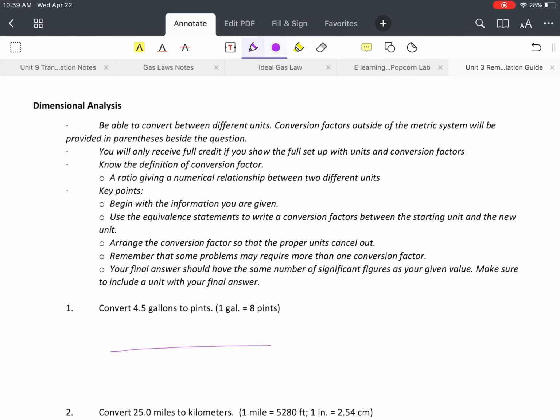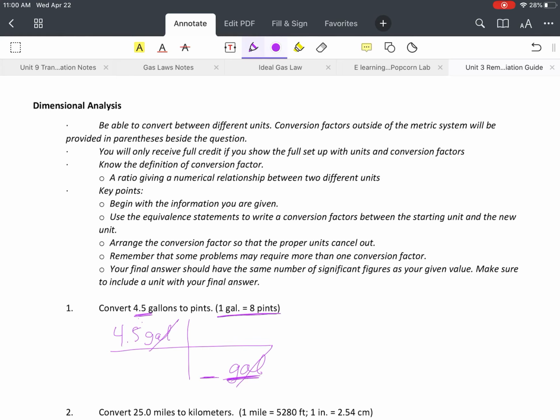All right, dimensional analysis. So let's look at this real quick. This is like our train tracks that we've been doing for a while now. So maybe this will make a little more sense now. Same rules apply. I'm always going to start with what I'm given. So I'm given 4.5 gallons, and I'm trying to turn it into pints. So what do I know has to be down here? I know it has to be gallons because I need these to cancel out.